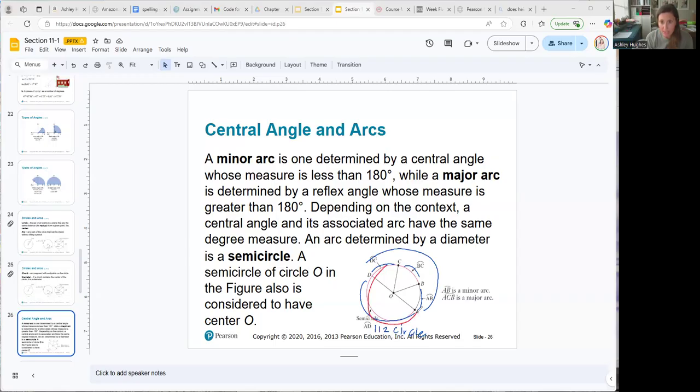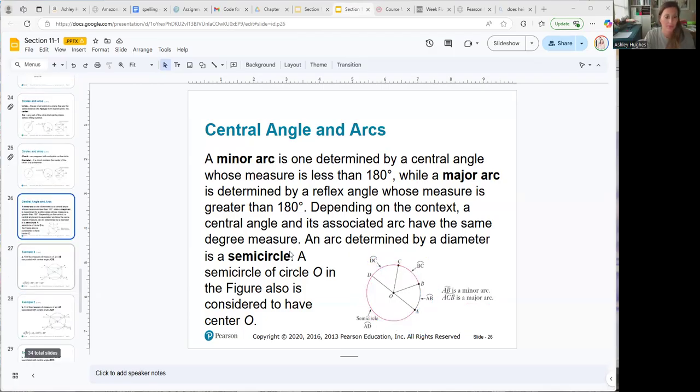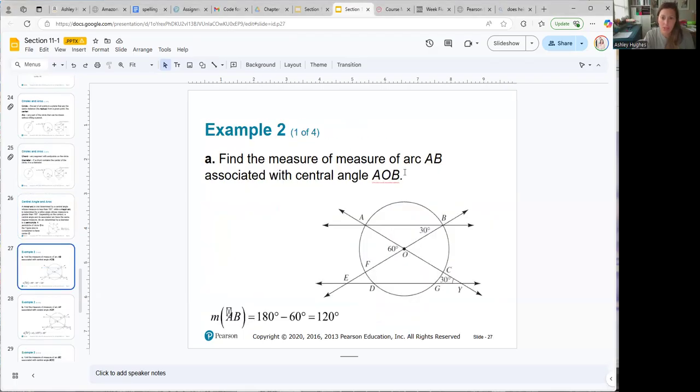A, C, B. So I had to go this way to get to the C first. That's a whole bunch of the circle, right? That's past 180 degrees, so that's called a major arc, as you've gone past 180, bigger than a semicircle, essentially. Find the measure of arc AB.